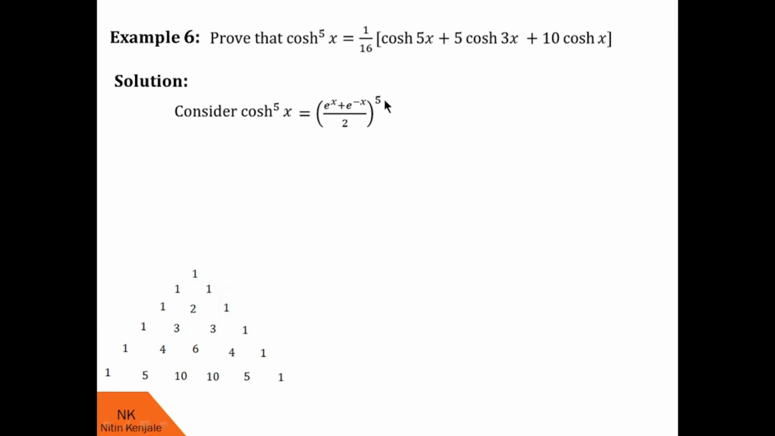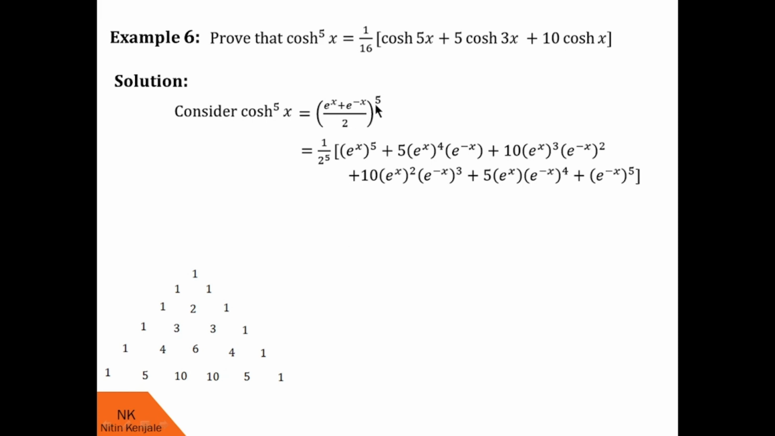This 1 by 2 whole raised to 5 we will write first. Then a plus b whole raised to 5 can be expanded in this way. You can pause the video and check the expansion. Further, we simplify these terms. This e raised to 4x into e raised to minus x becomes e raised to 3x. e raised to 3x into e raised to minus 2x becomes e raised to x. e raised to 2x into e raised to minus 3x becomes e raised to minus x. e raised to x into e raised to minus 4x becomes e raised to minus 3x.